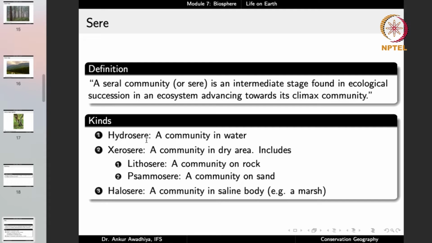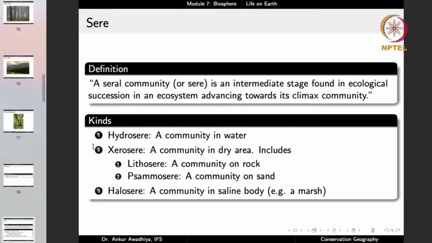And in this context, we have different kinds of seres. We can have hydrosere. Now, hydro refers to water. So, hydrosere is a water sere or a sere in water. Sere is a community. So, a community in water, typically one which is an intermediate stage in ecological succession, will be a hydrosere.